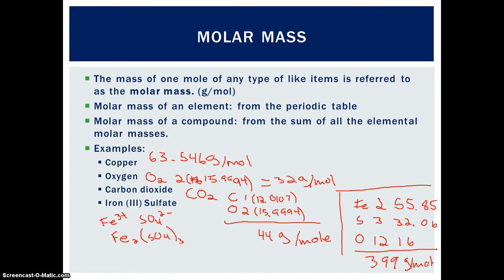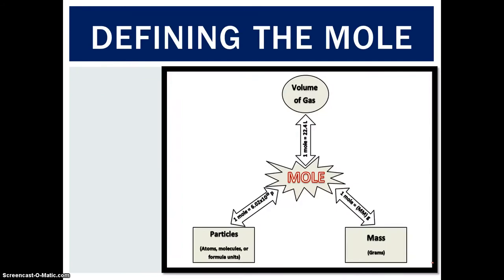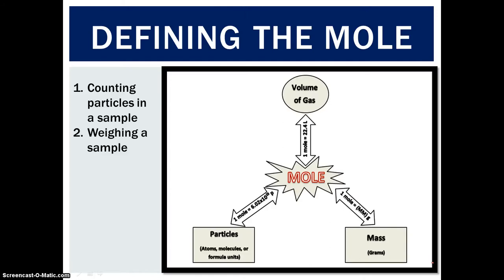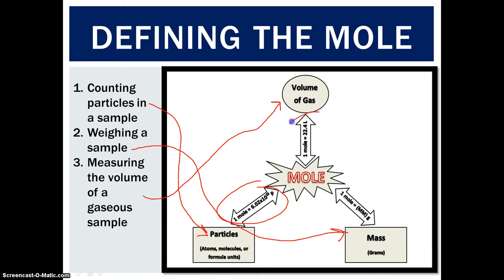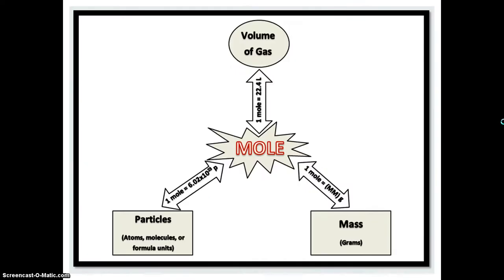Alright, now we can build on this and define the mole. The mole can be defined by counting particles in a sample, weighing a sample, or measuring the volume. So we call this thing the mole map. Count particles, we're down here on the mole map. If we have mass, we're over here on the mole map. If we have volume, we're over here. And there, you can see on your map, you have these things called conversion factors. I'm going to talk about how to use them on the next slide.